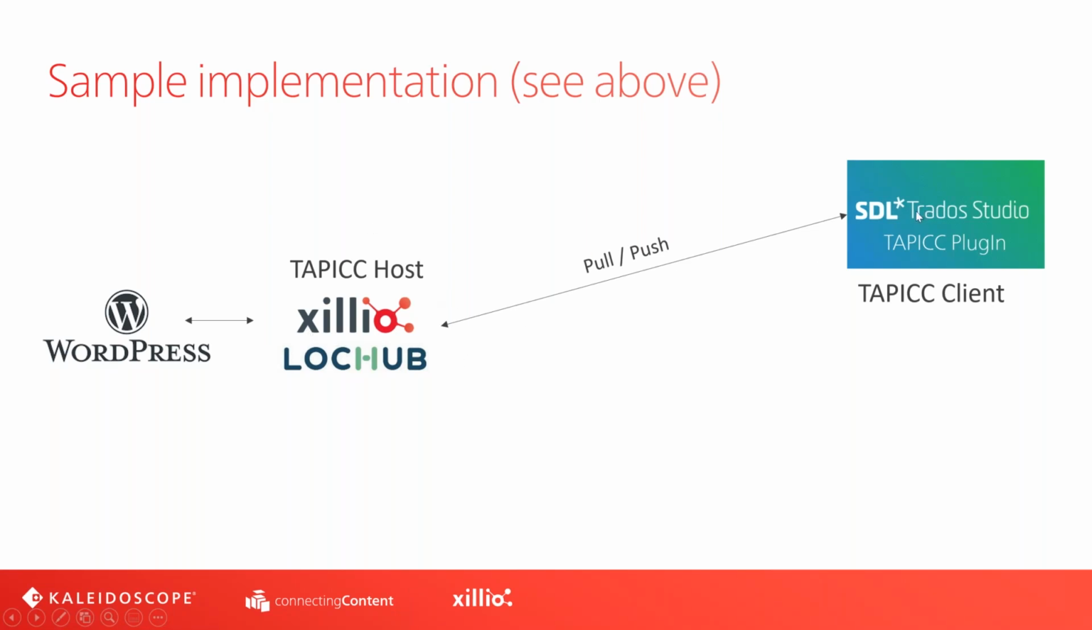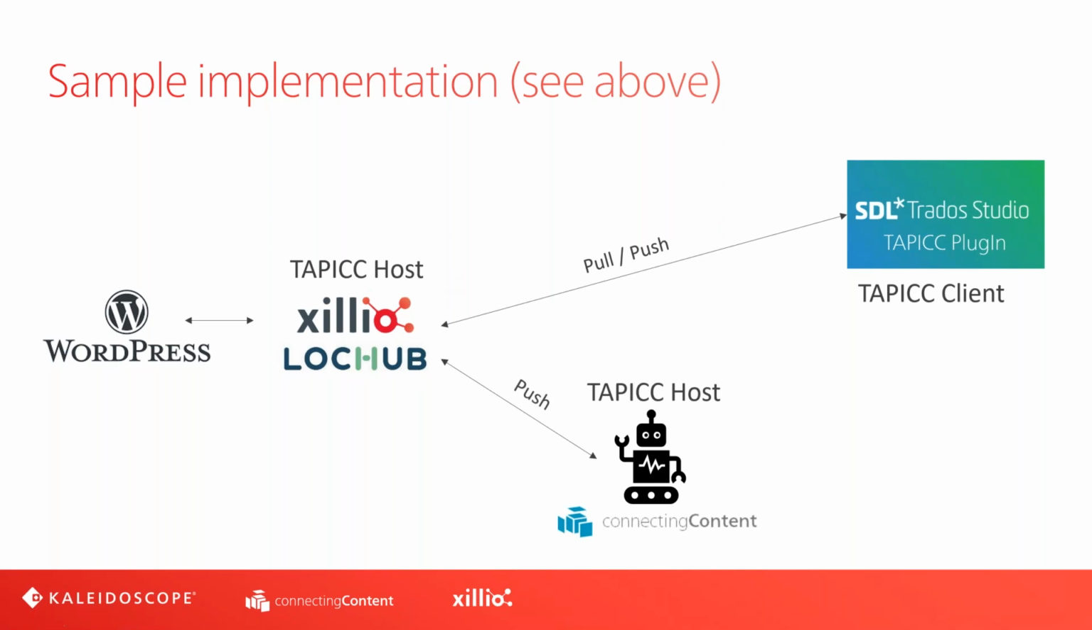What we saw in the WordPress example was that Studio acted as what we call a Topic client. So it logged into the host, it pulled the project, translated it. When it was done, it pushed it back. And again, what Xilio did with WordPress, that's their problem or their API knowledge. But exposed to the localization side, it's based on the standard Topic protocol.